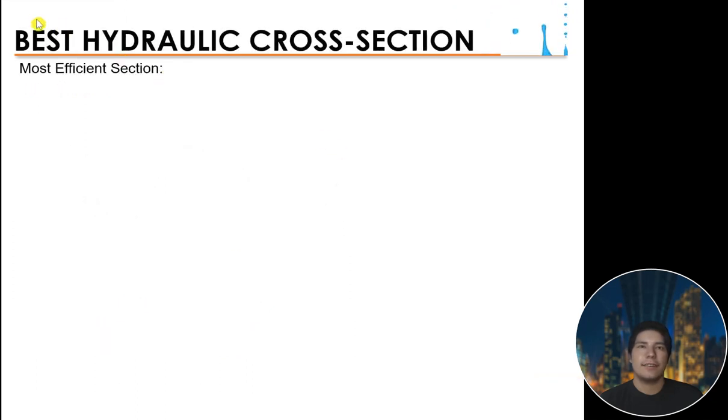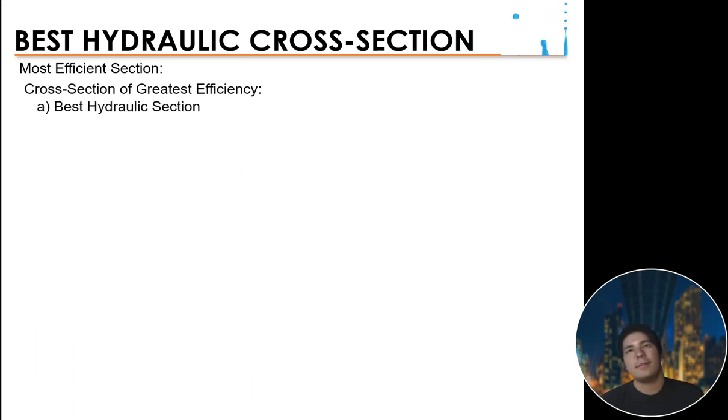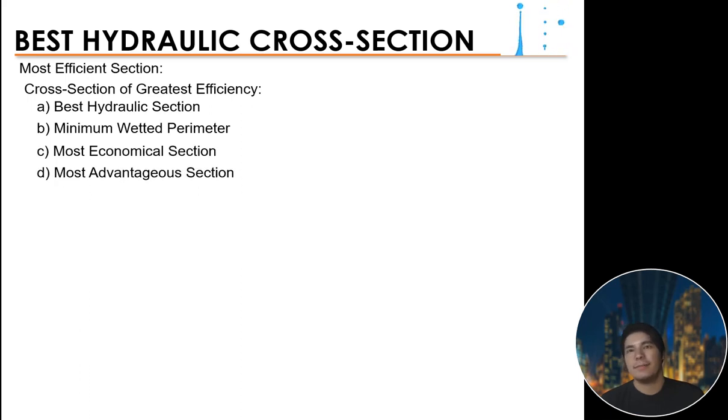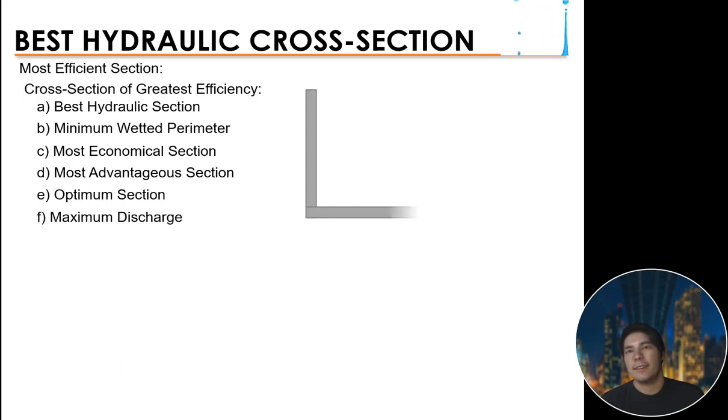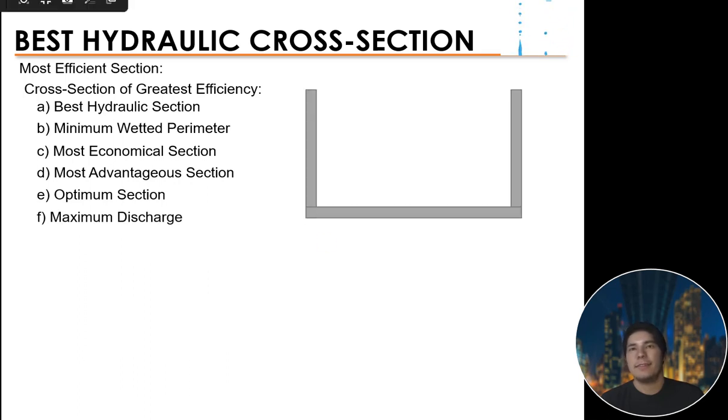let's go to the most efficient section or best hydraulic cross section. So this has many names, no? It could be cross section of greatest efficiency or best hydraulic section, minimum wetted perimeter, most economical section, most advantageous section, optimum section, maximum discharge. This is what we use in design because we save more. It is more economical.